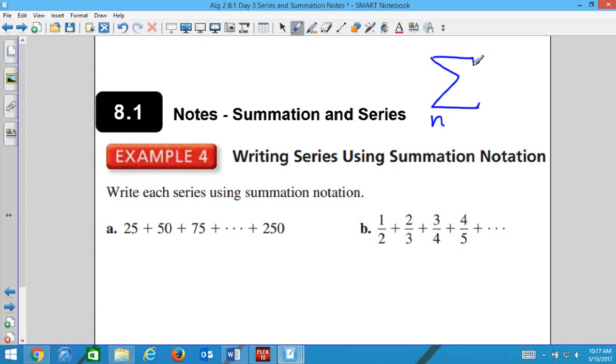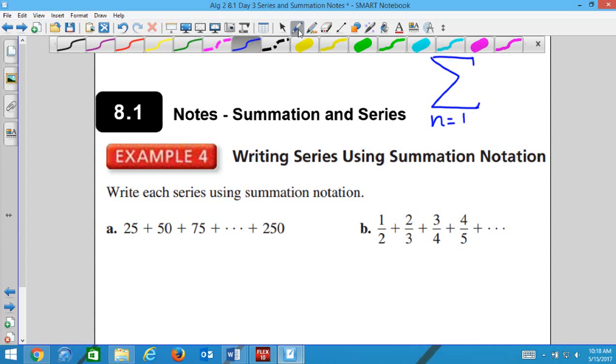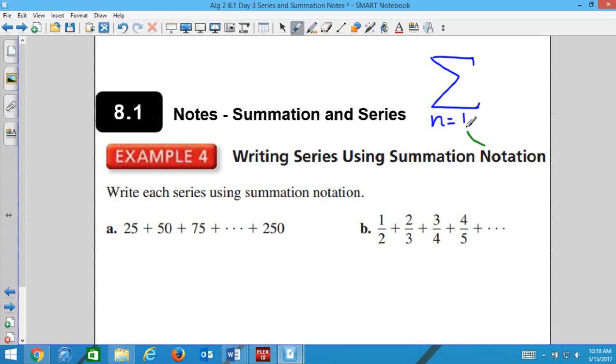Okay, so summation notation is a sigma. It is a capital S Greek letter. It is not an E. It is an S. It's a sigma. Looks like this. At the bottom is called our lower index. It just tells us our first input number.